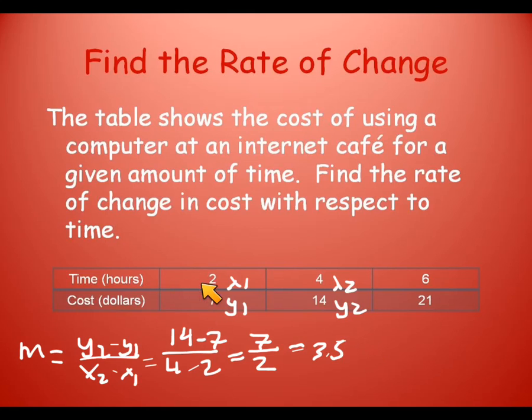So for every hour I used it, it cost me $3.50, right? Because 2 hours would be 7, 4 hours would be 14, and so forth. So in this case, the rate of change was 3.5, or 7 over 2. Again, we use the slope formula to find that. We just picked 2 points and plugged them into our problem.